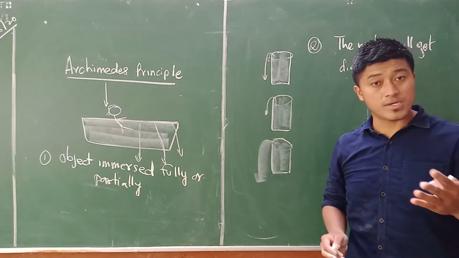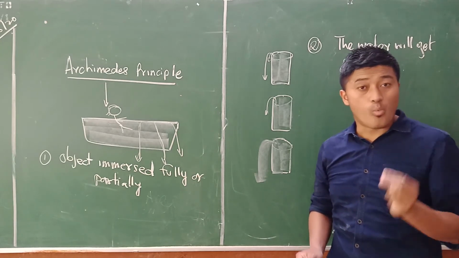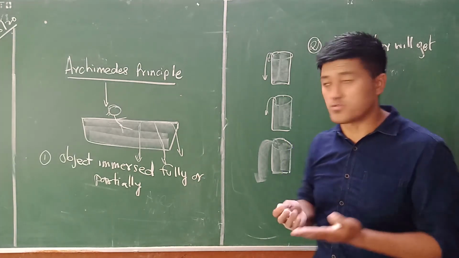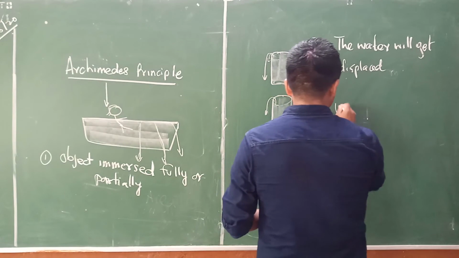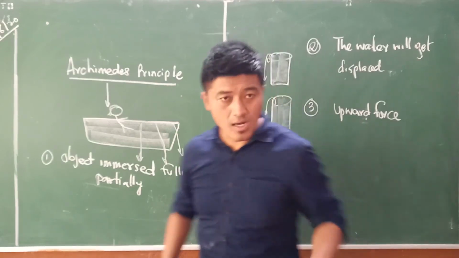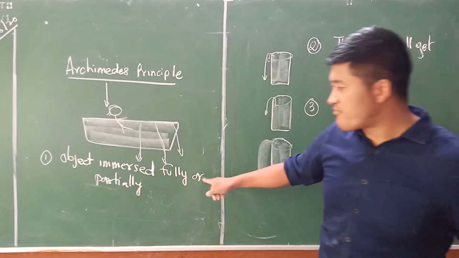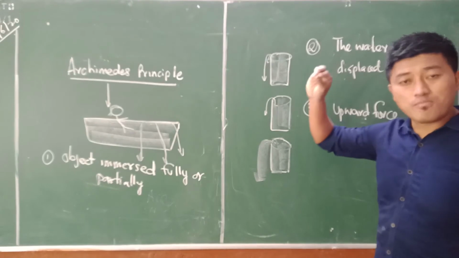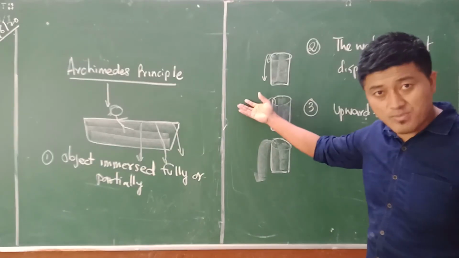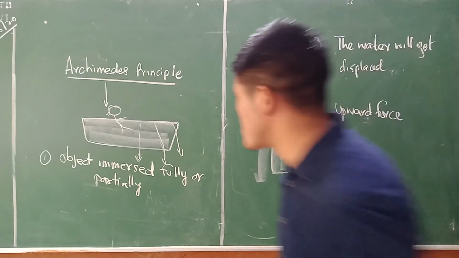But we have learned in the previous topic about the buoyancy force. Whenever an object is present in water, there is an upthrust force, also called the buoyant force. So these three things are important to know before we conclude. Whenever an object is immersed fully or partially, some water is going to get displaced, and some force is applied to that object. So now let us conclude.